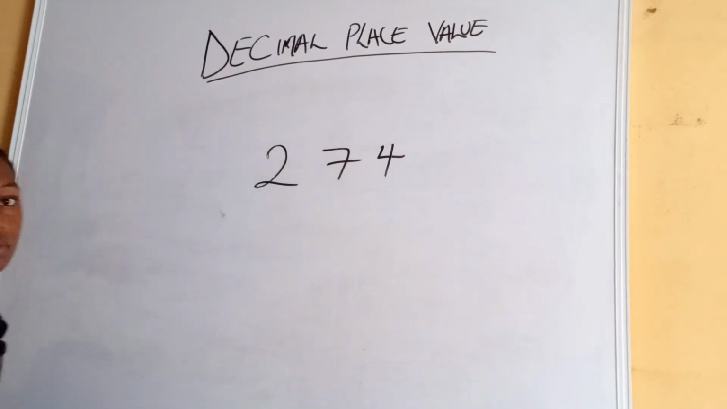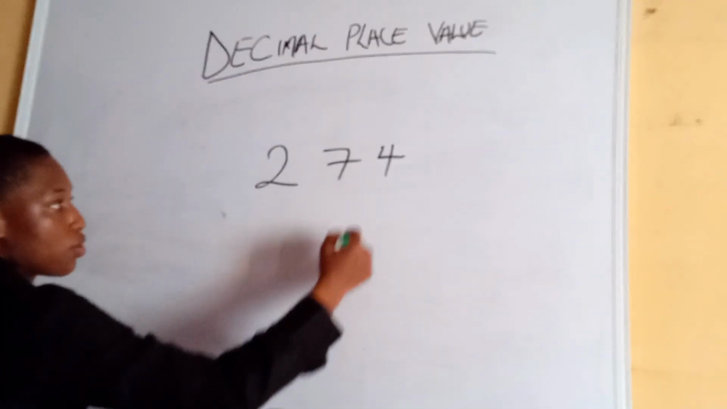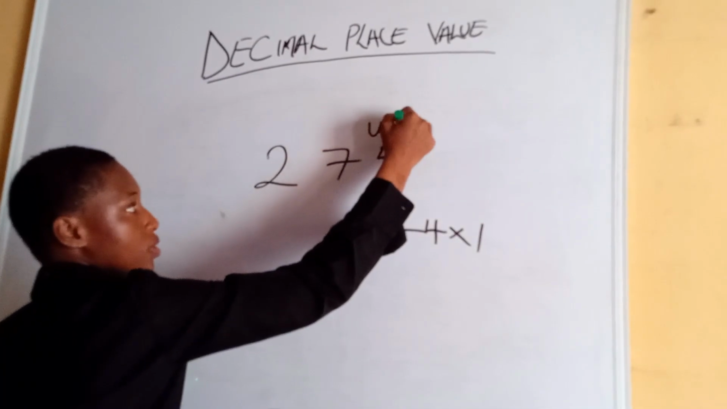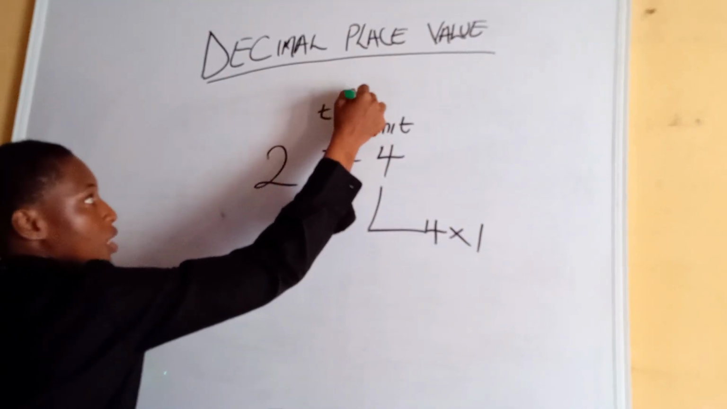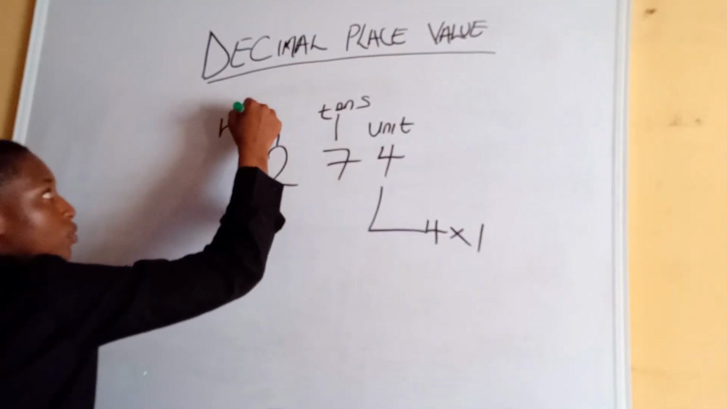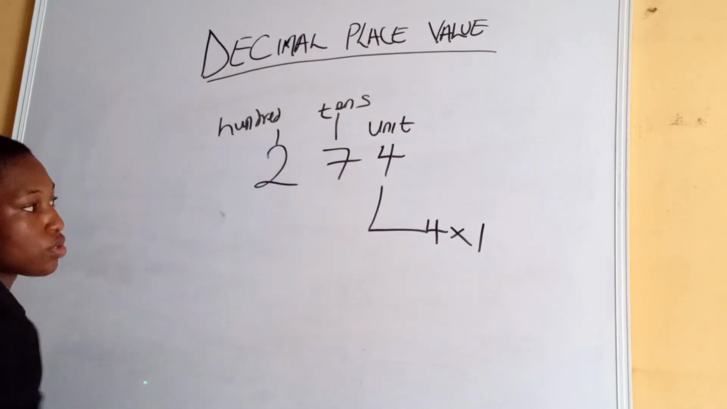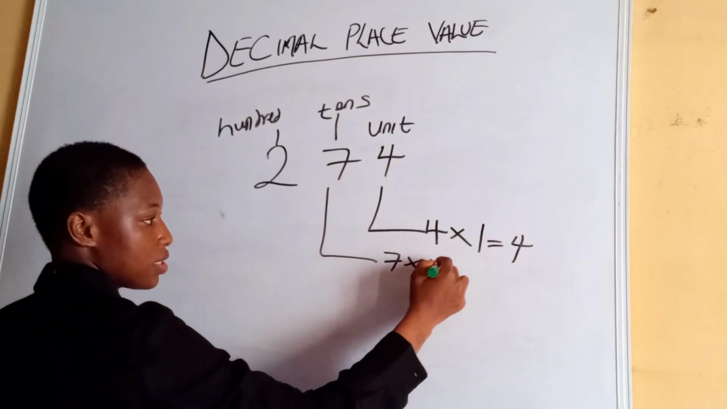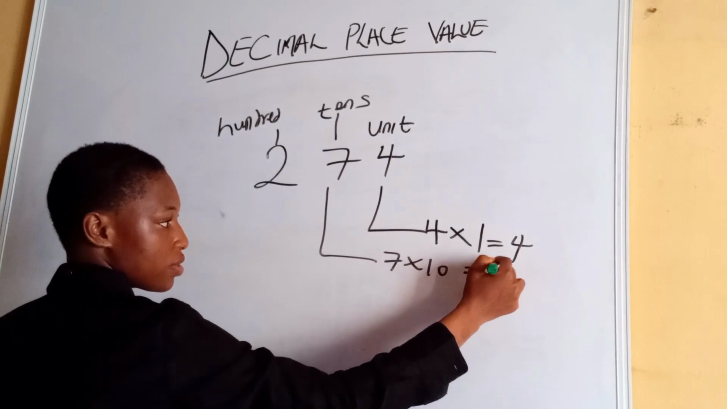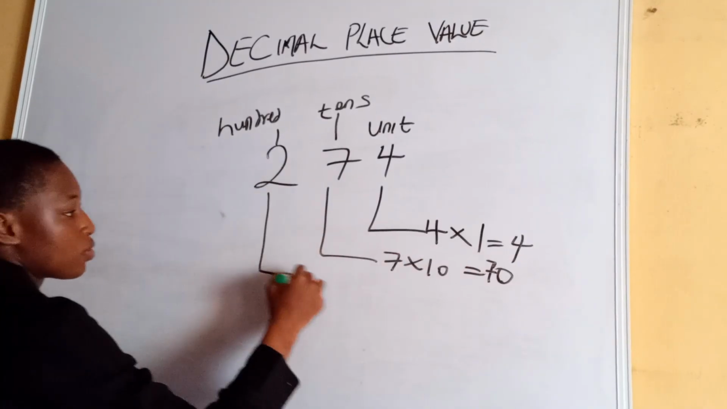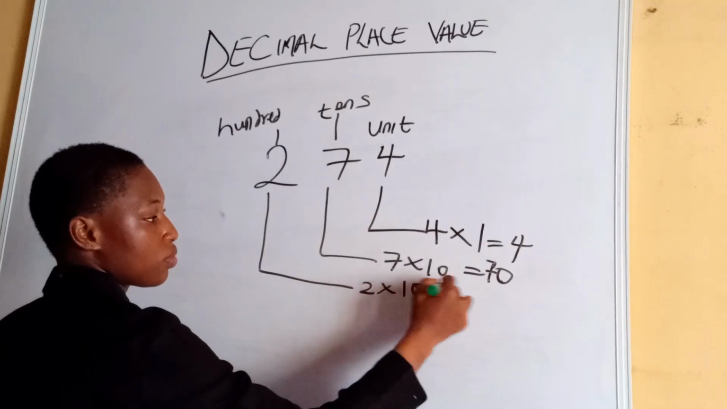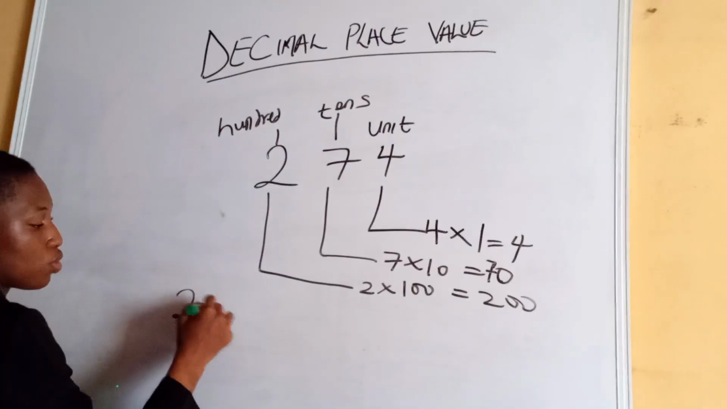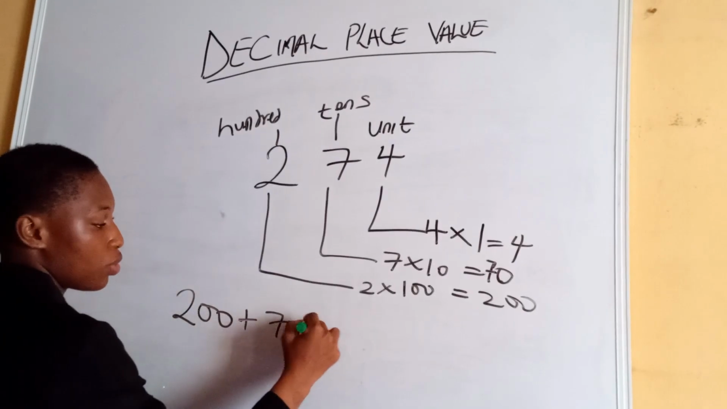274. This is your whole number, right? Your 4 is 4 times 1 because this is your unit, this is your tens, and this is your 100. So you have 4 times 1, which is equal to 4. You have 7 times 10, which is equal to 70. And 2 times 100, which is equal to 200. So in expanded form, you have 200 plus 70 plus 4.